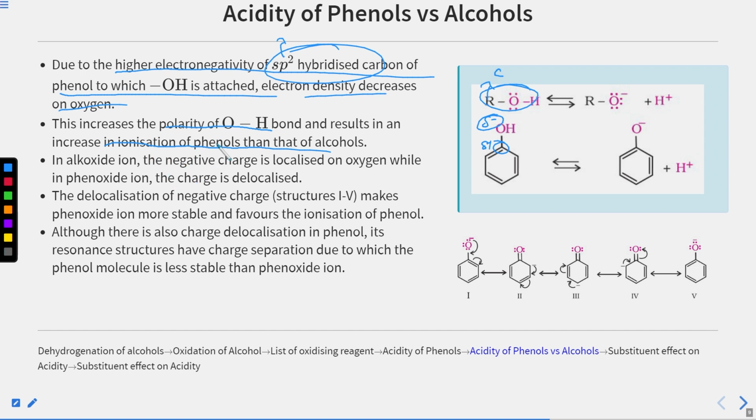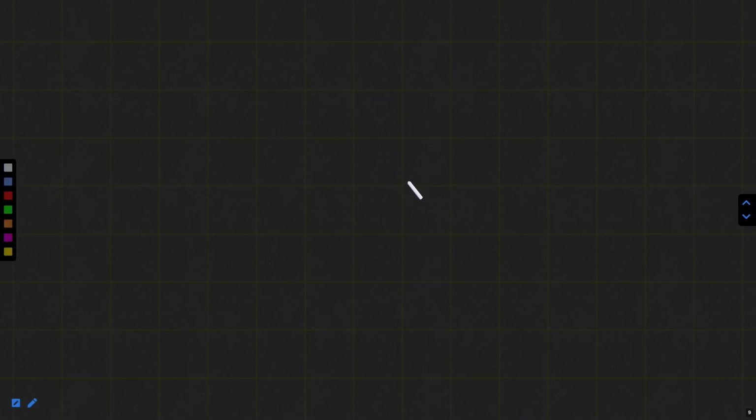As compared to the alkoxide ion, where the negative charge is localized on oxygen, in the phenoxide ion the charge is delocalized. I have told you earlier that in phenol, if we remove the hydrogen, we get phenoxide, and you can see that this negative charge has been delocalized throughout the ring on ortho and para positions. But if you take the case of the alkoxide, now this negative charge is localized.